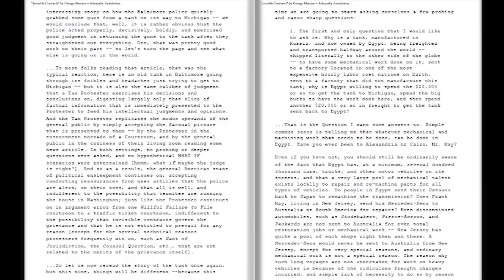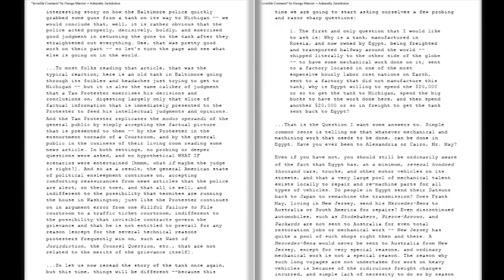tank on its way to Michigan, we would conclude that, well, it is rather obvious that the police acted properly, decisively, boldly, and exercised good judgment in returning the guns to the tank after they straightened out everything. Gee, that was pretty good work on their part. So let's turn the page and see what else is going on in the world. To most folks reading that article, that was a typical reaction.